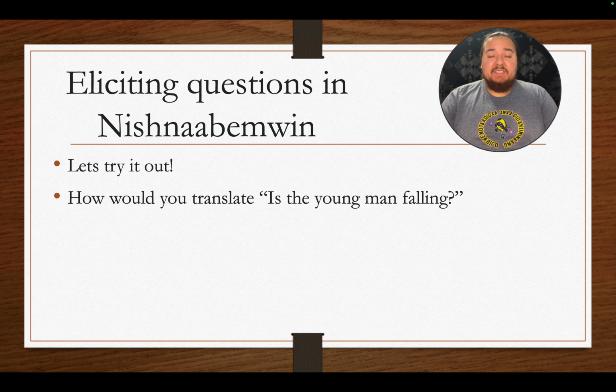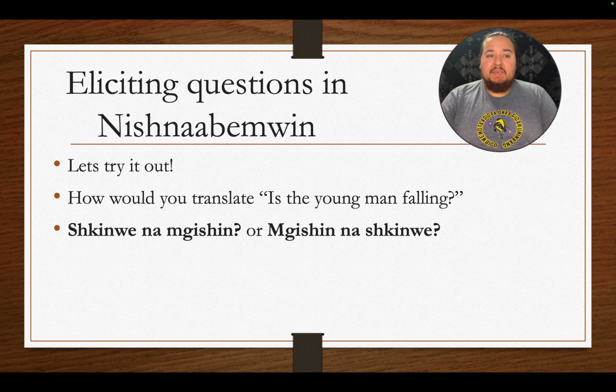So how would we translate "the young man is falling"? A few lessons ago, we learned how to say young man, and we learned how to say she or he is falling. So the word for young man is shkinwe. Next is our question particle, na. And our verb for he or she is falling is mgishin. So we can translate either shkinwe na mgishin or reverse the order, mgishin na shkinwe. And so here we have both examples. And so that's how we ask yes-no questions in Ojibwe.